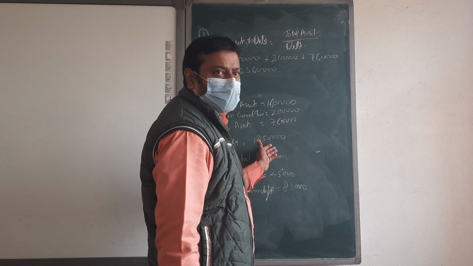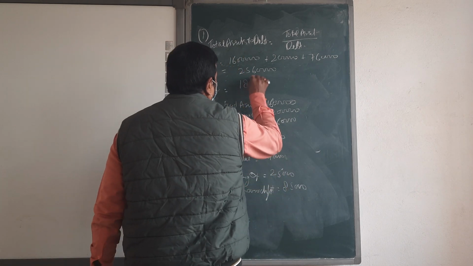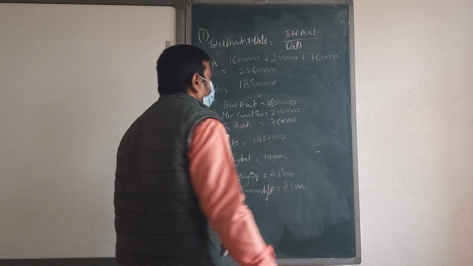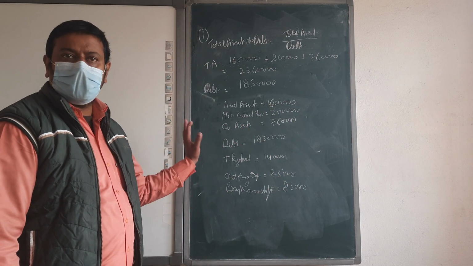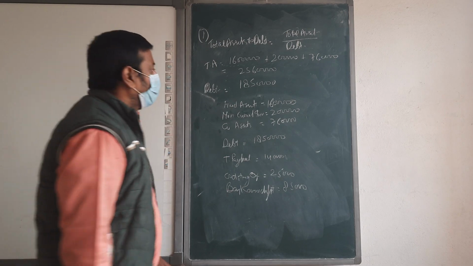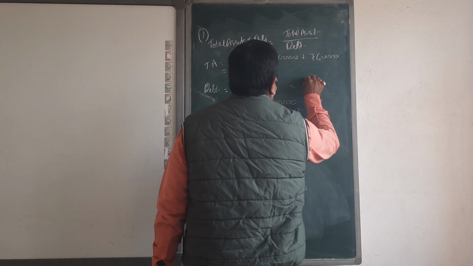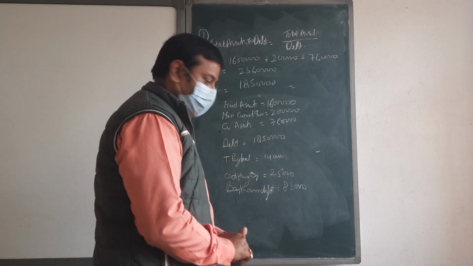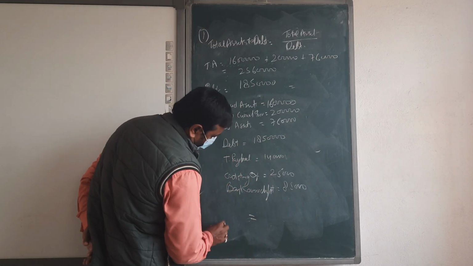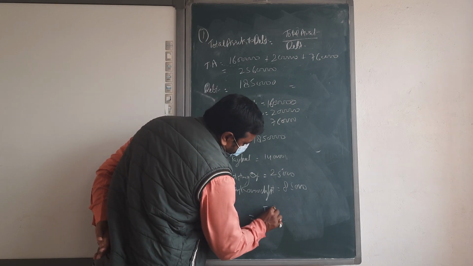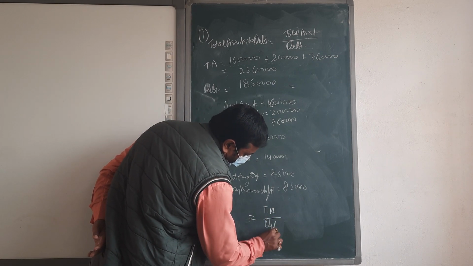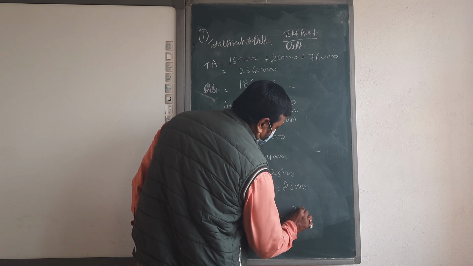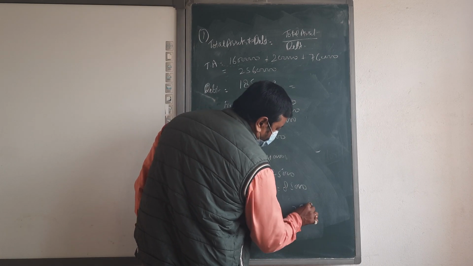Debt is given. Amount 1 lakh, sorry, 18 lakh 50,000. Okay, clear? Now put in the formula. Your formula, beta: the total assets upon debt, and total assets, beta, 25.